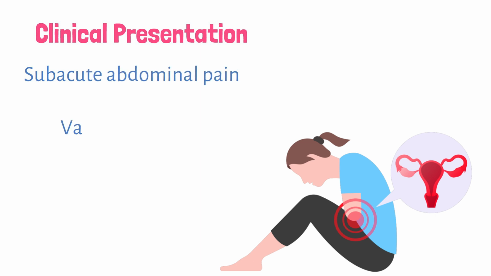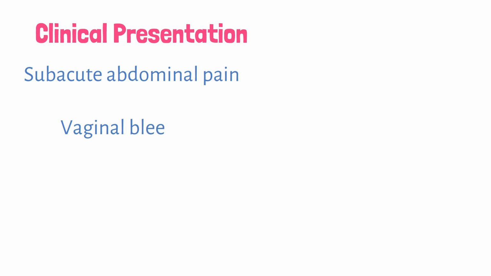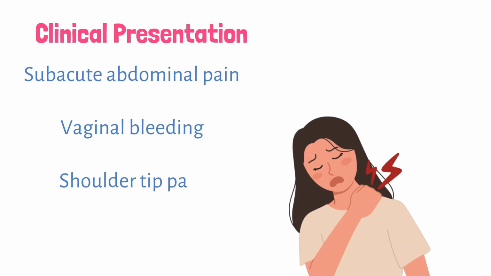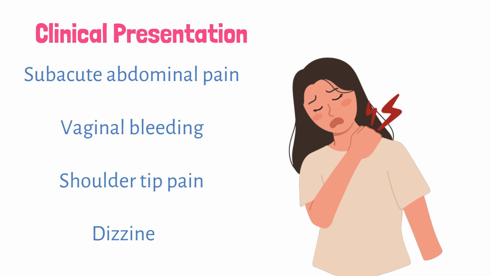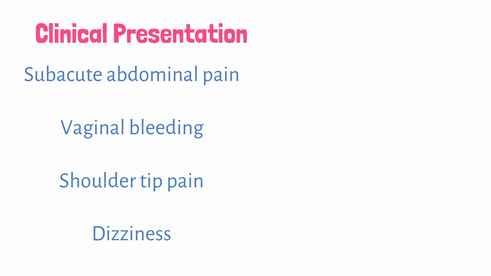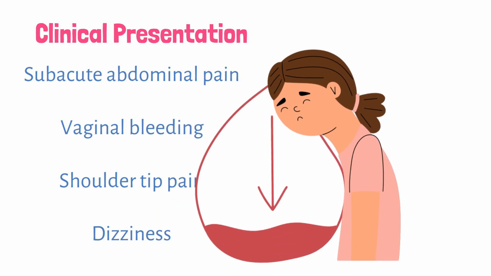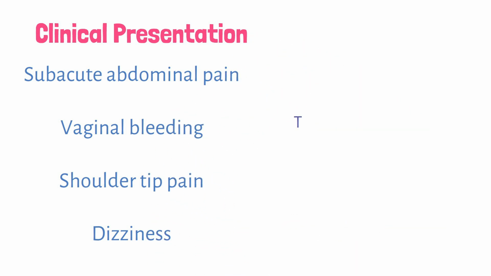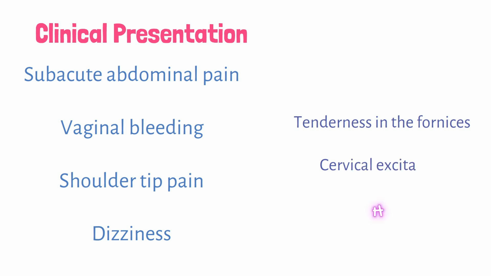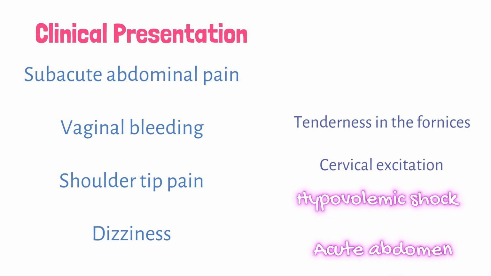This vaginal bleeding is usually dark red, and the abdominal pain may be localized to the iliac fossa. They can also present with a shoulder tip pain, which is indicative of free blood in the abdominal cavity causing diaphragmatic irritation. They can also have symptoms of dizziness due to anemia. When you do bimanual examination, there will be tenderness in the fornices, cervical excitation, and if the ectopic pregnancy is ruptured, they can develop hypovolemic shock and acute abdomen signs.